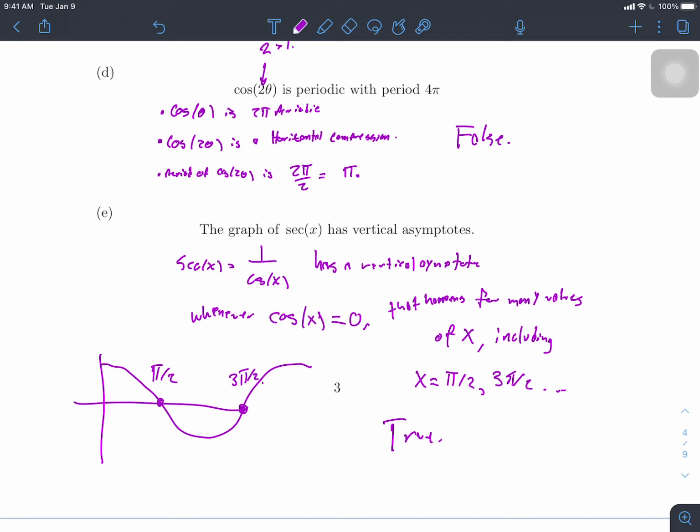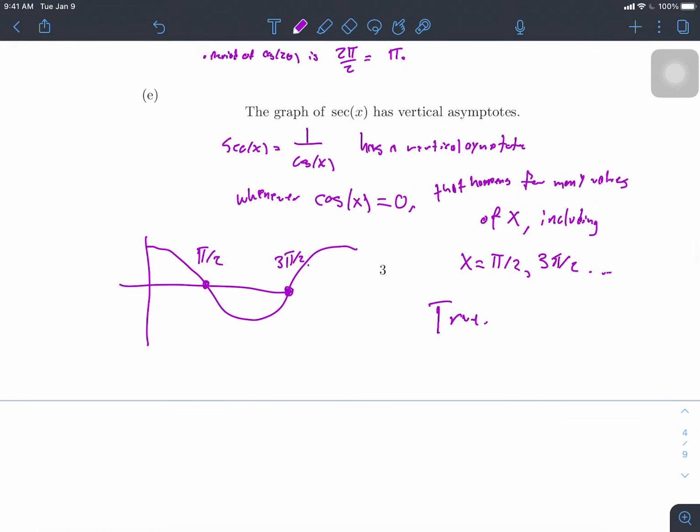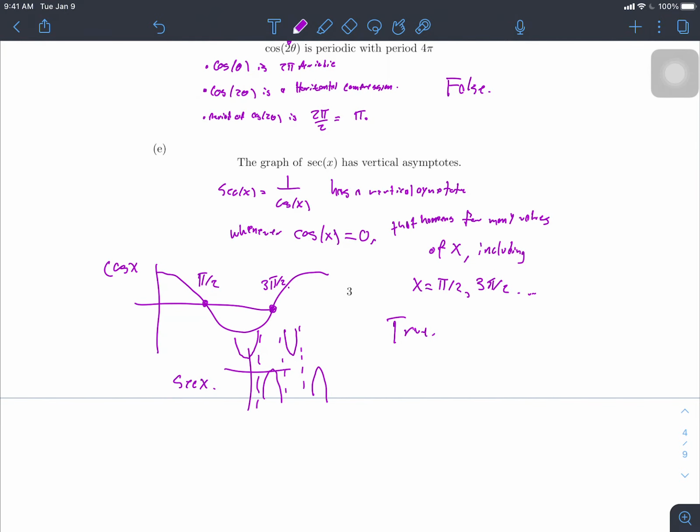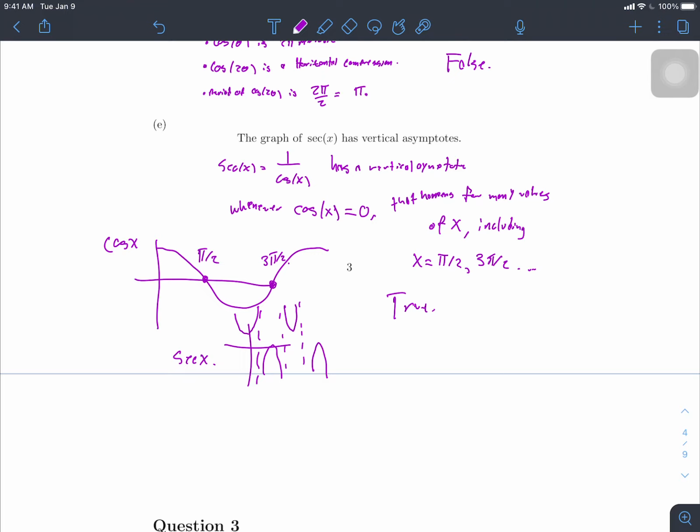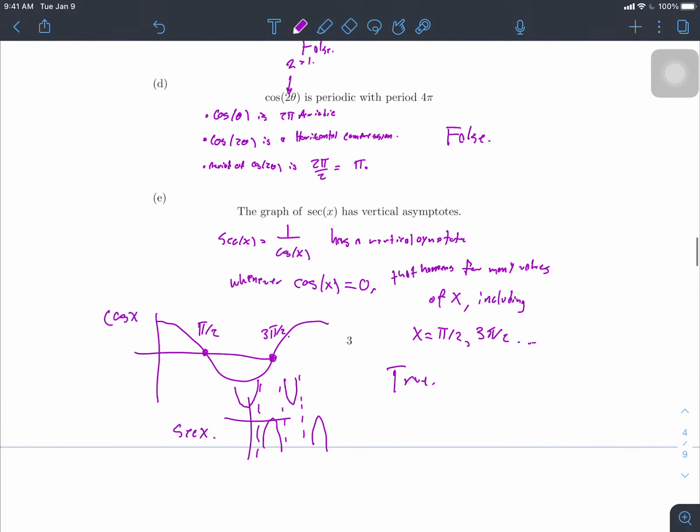We drew these graphs of these other trigonometric functions, and the secant x graph looked something like this. So we did have these vertical asymptotes. So this is cosine x, and this is secant x. Okay, so that's the true and false section.